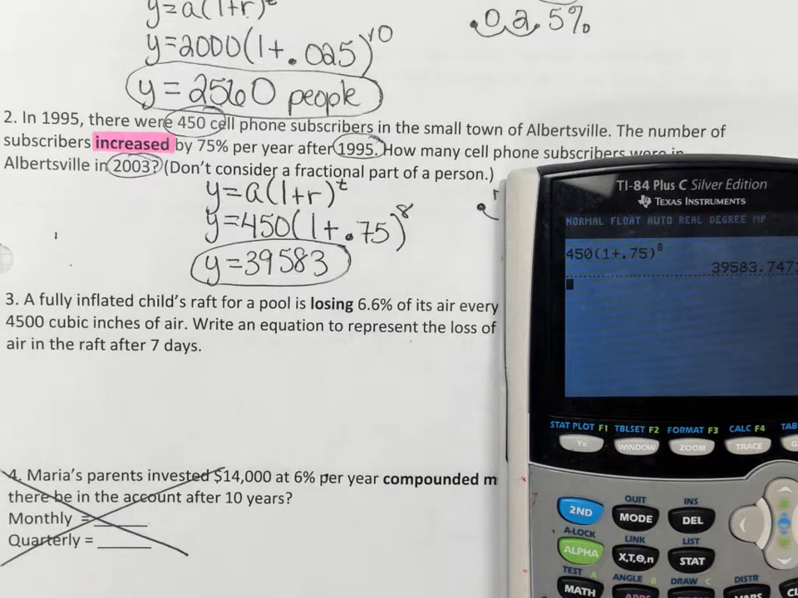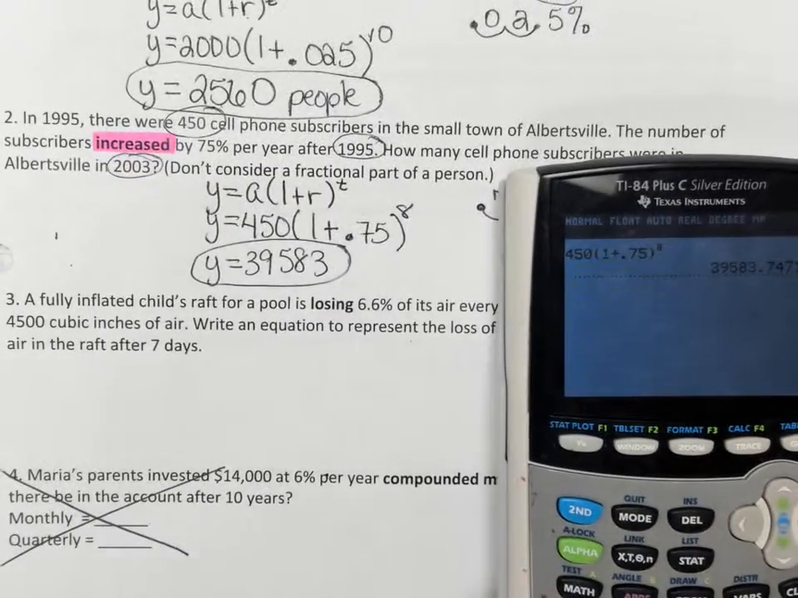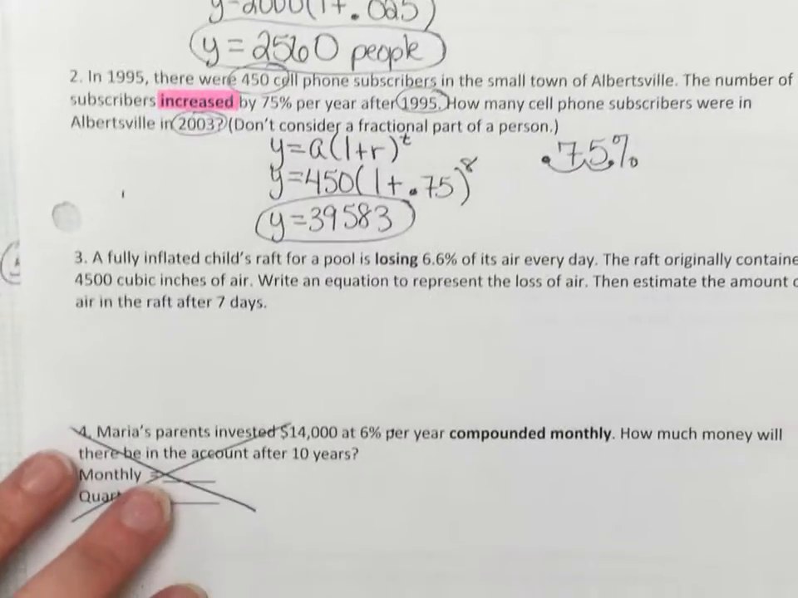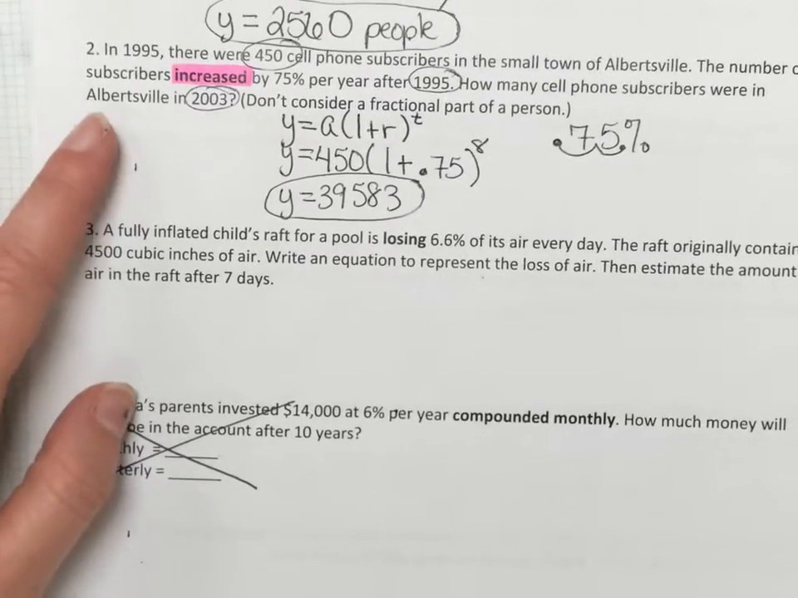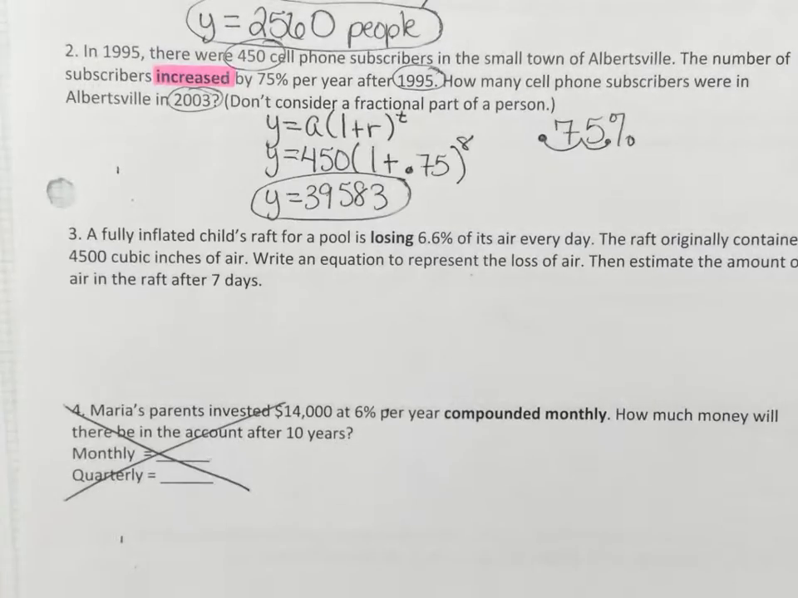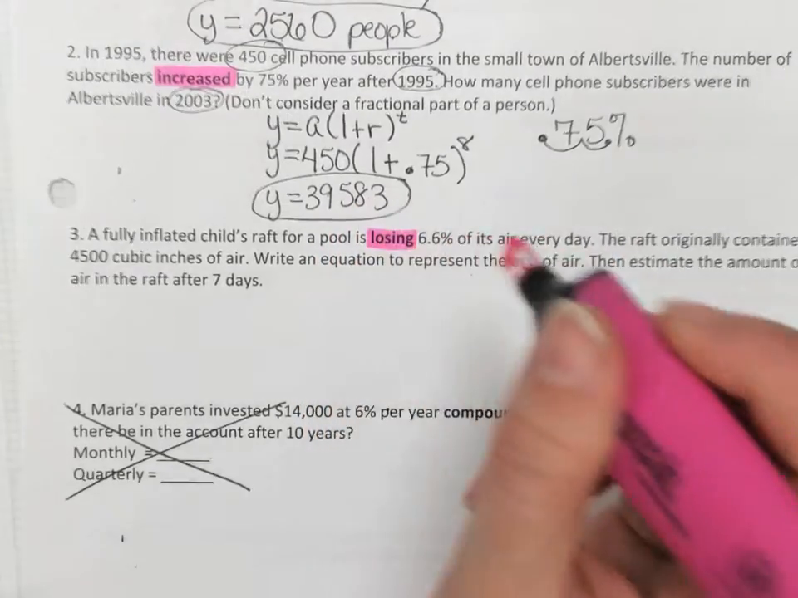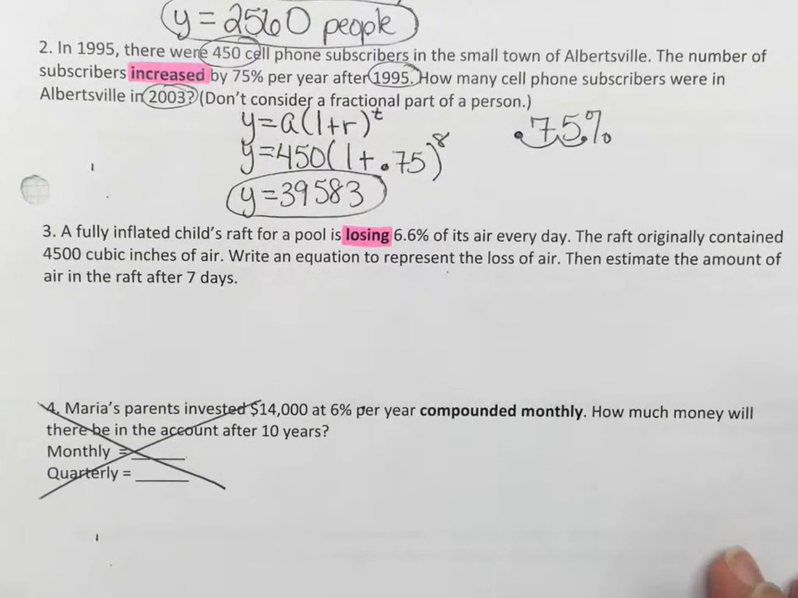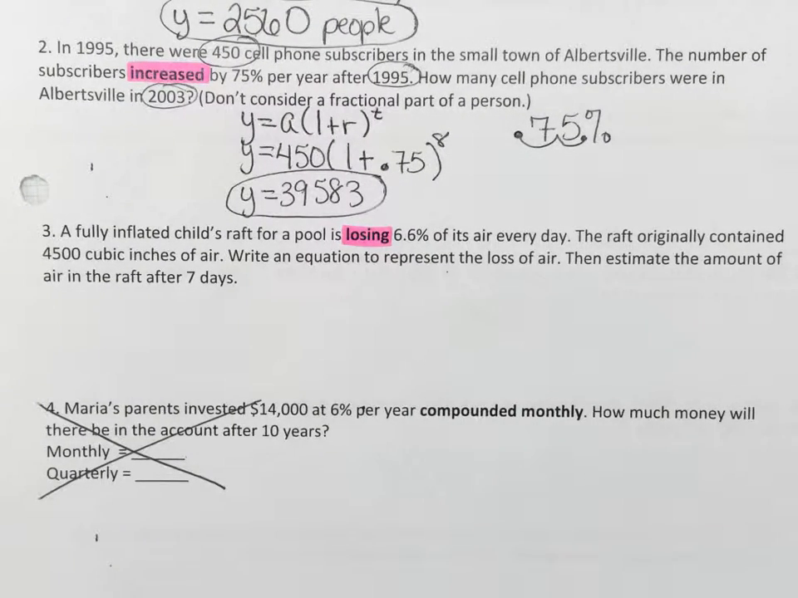All right, let's look at number 3. William, you gonna read number 3 for us? No? Oh, okay. I thought you said you wanted to. Percent of their air every day. The raft originally contained 4,500 cubic inches of air. Write an equation to represent the amount of air and estimate the amount of air in the raft after 7 days.